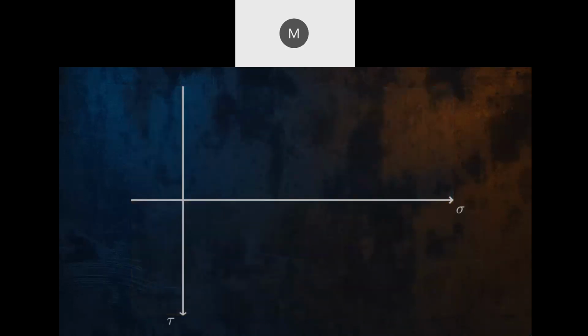Next, we plot the stress conditions corresponding to the x face of our stress element by plotting a point with coordinates sigma x, tau xy. Then we plot a point corresponding to the stress conditions on the y face by plotting a point with coordinates sigma y, negative tau xy.